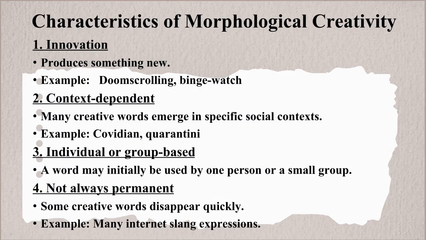Another characteristic is that it is context dependent. It helps create many new words in specific social contexts. For example, Covidian, quarantini. Its third feature is that it is individual or group-based, meaning a word may initially be used by one person or a small group. Fourth and last feature is that it is not always permanent. It means some creative words disappear quickly. For example, many internet slang expressions.